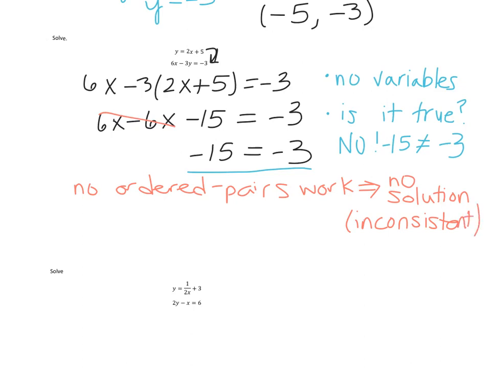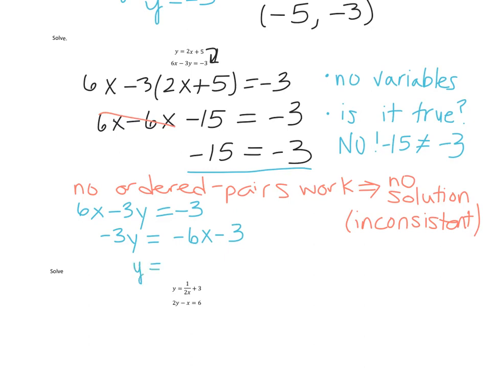All right, and check this out. So here we have y equals 2x plus 5. I'm going to take the 6x minus 3y equals negative 3. I'm just going to quickly solve it for y. So a little scratch work, bonus round. So subtract the 6x. Divide by the negative 3. Remember, dividing by a negative changes all the signs.